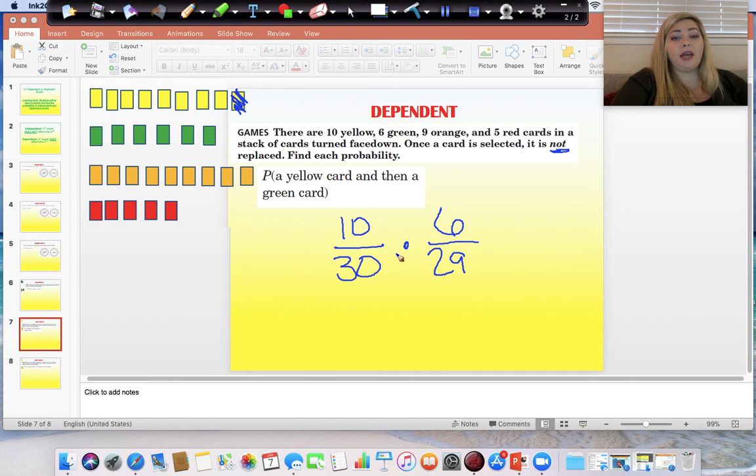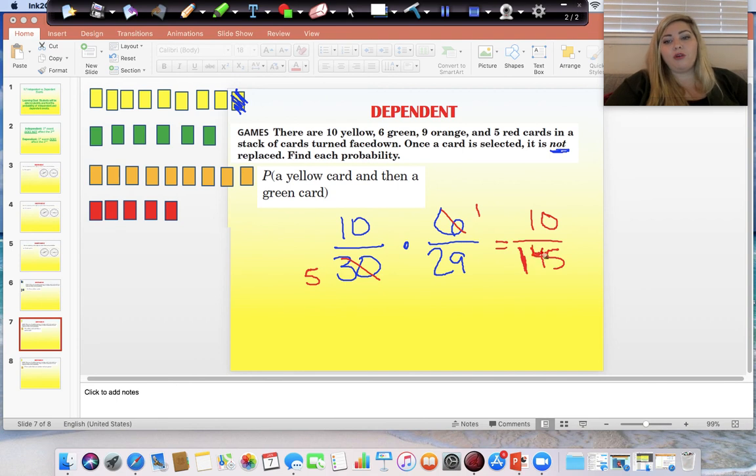Okay, so now we can multiply straight across. You can cross cancel if you would like. Right here, 6 and 30 are both divisible by 6. 30 divided by 6 is 5, and 6 divided by 6 is 1. 10 times 1 is 10. And 29 times 5 you can do on your calculator. And that is 145. Okay, so we've got 10 out of 145.